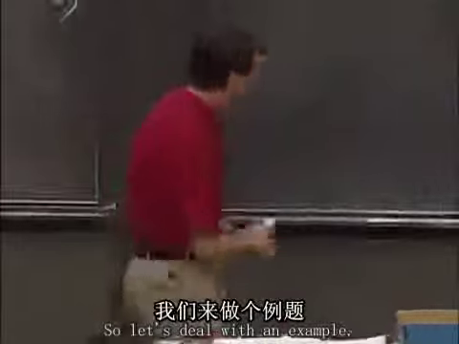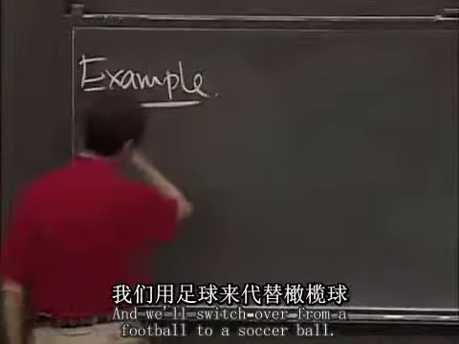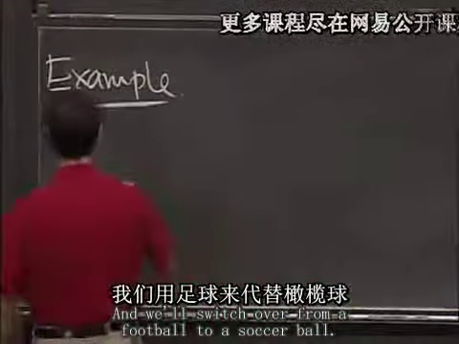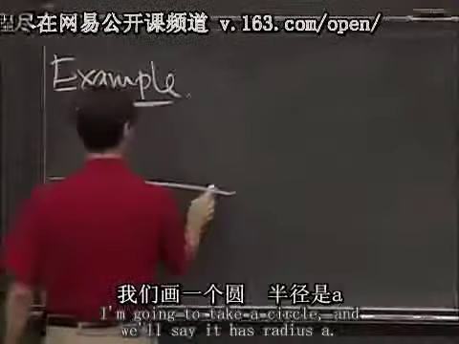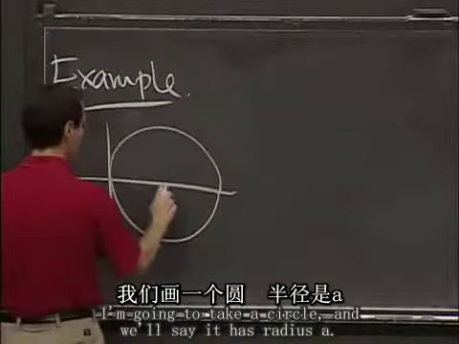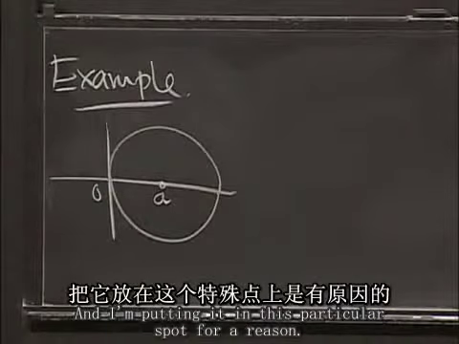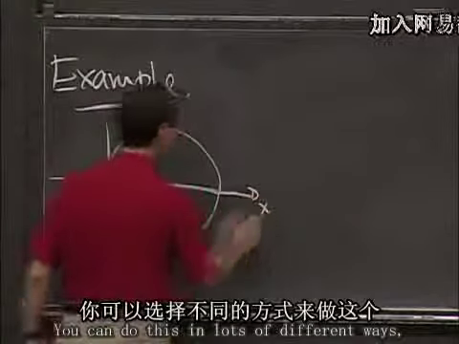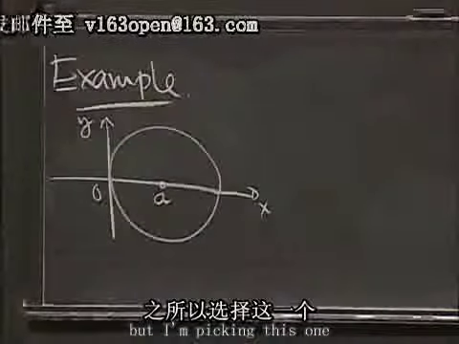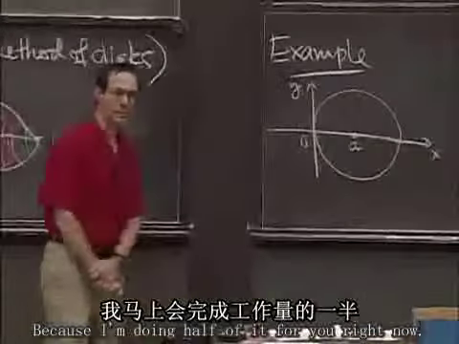All right, so let's deal with an example. We'll switch over from a football to a soccer ball. I'm going to take a circle, and we'll say it has radius A. So this is 0, and this is A. And I'm putting it in this particular spot for a reason. You can do this in lots of different ways, but I'm picking this one to make a certain exercise on your homework easier for you, because I'm doing half of it for you right now. All right?